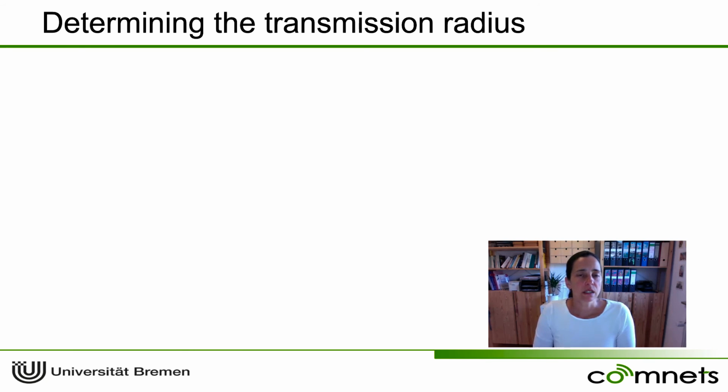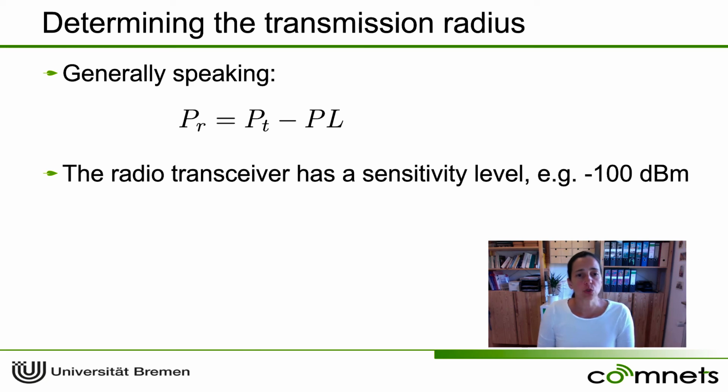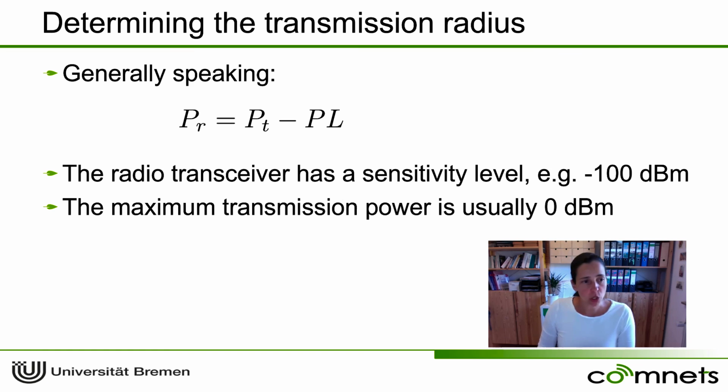So how exactly do we determine the transmission radius now? We know already that these three things, the power at the transmitter, the power at the receiver, and the path loss, are very simply connected to each other. Then I also need to know what the sensitivity level of my transceiver is. For example, it is usually approximately around minus 100 dBm. Then we also know that the maximum transmission power is usually around 0 dBm.